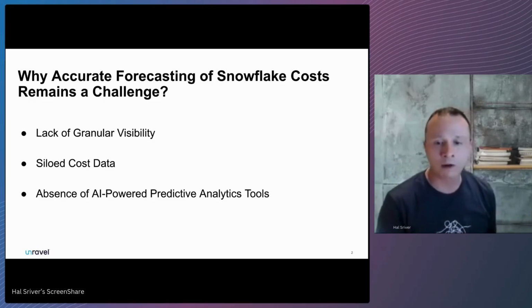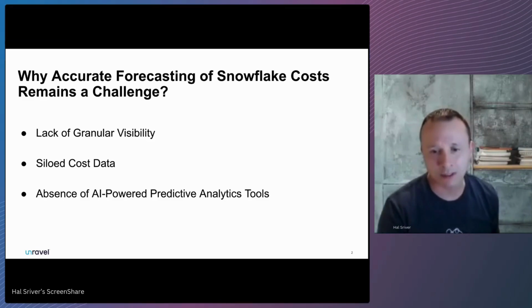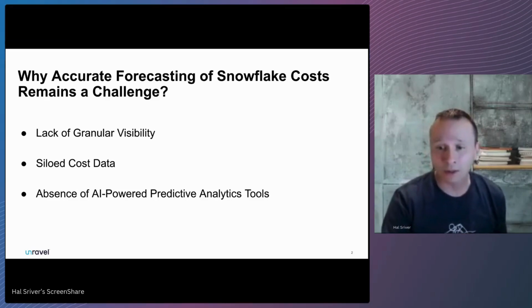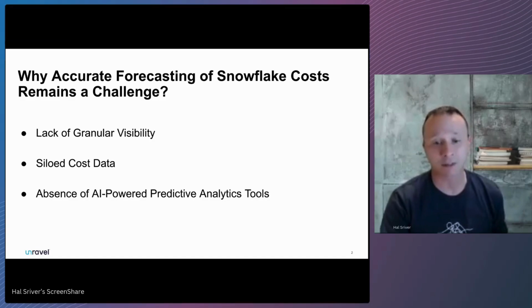So where do some of the primary obstacles stem from? First of all, it's a lack of granular visibility. In Snowflake's consumption-based pricing model, that's really driven by factors like compute usage, warehouse usage, storage, query complexity. Without detailed insights at the workload level and the warehouse level as well, organizations struggle to track cost drivers effectively. Next, things like siloed cost data.